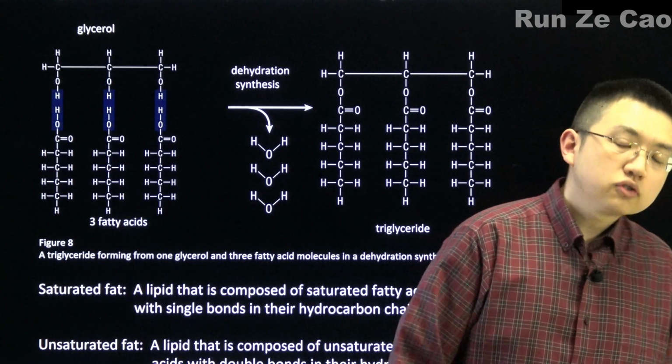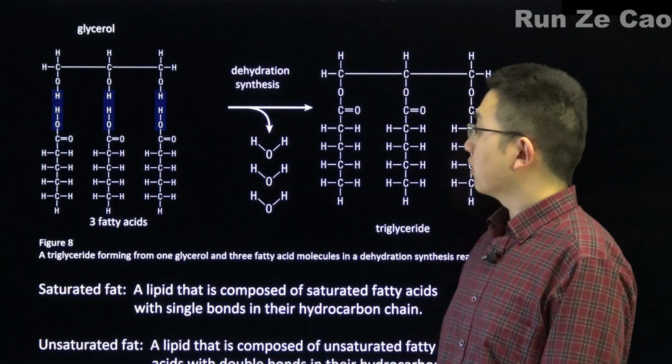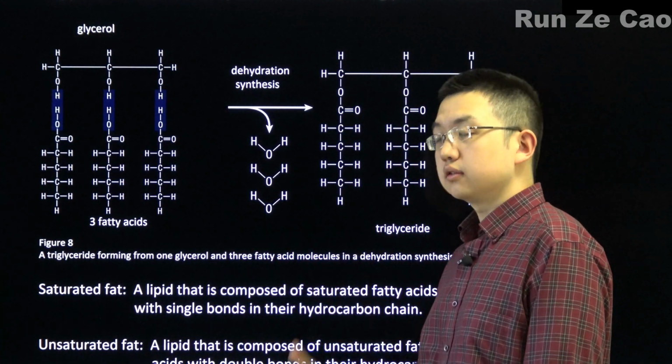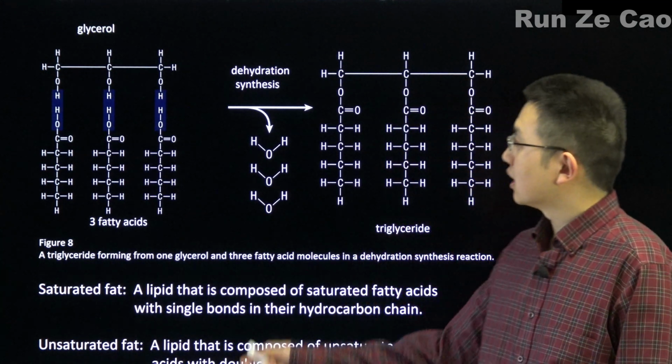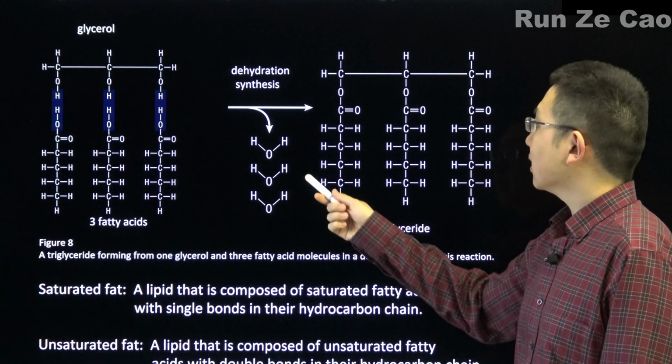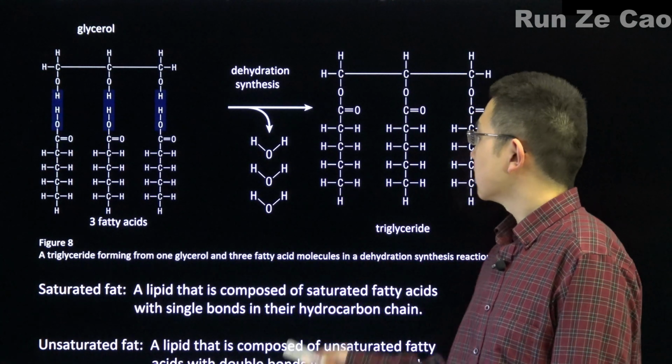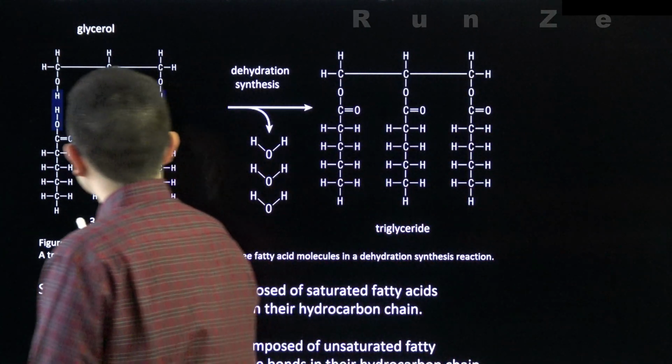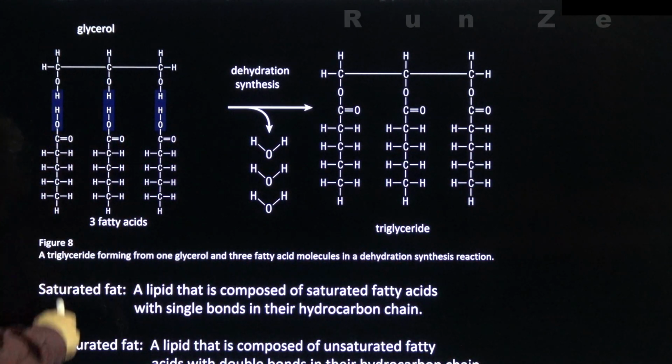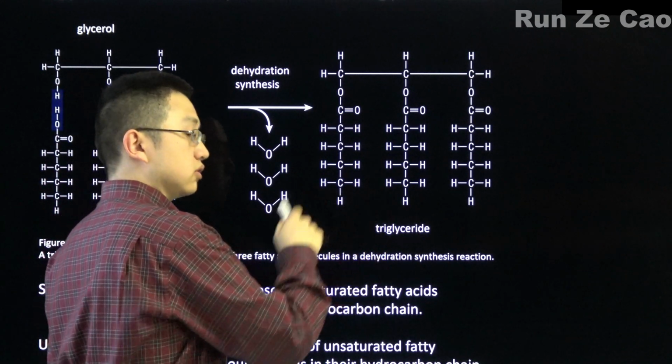Okay, so this is how triglycerides, the fats and oils we usually talk about, get made. You end up having 3 separate dehydration reactions and join 3 fatty acids to 1 glycerol. And you end up with a triglyceride.